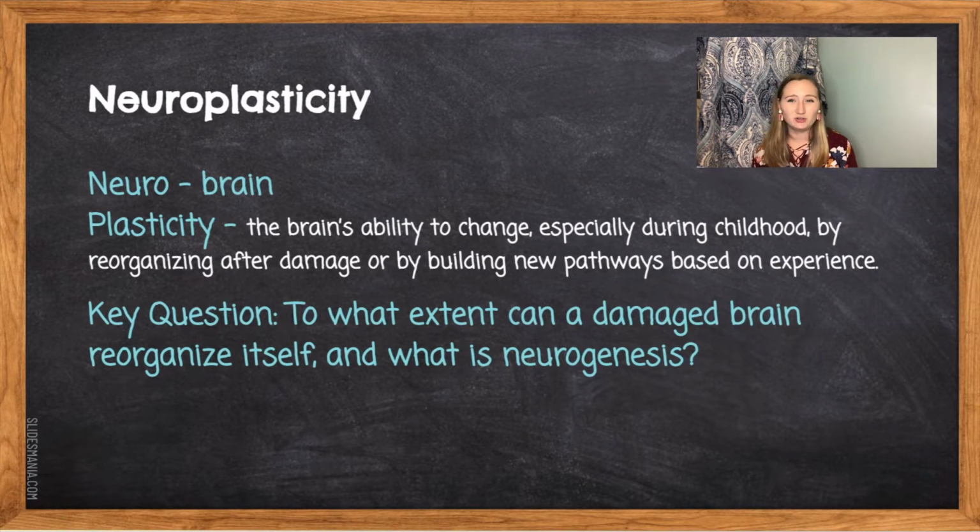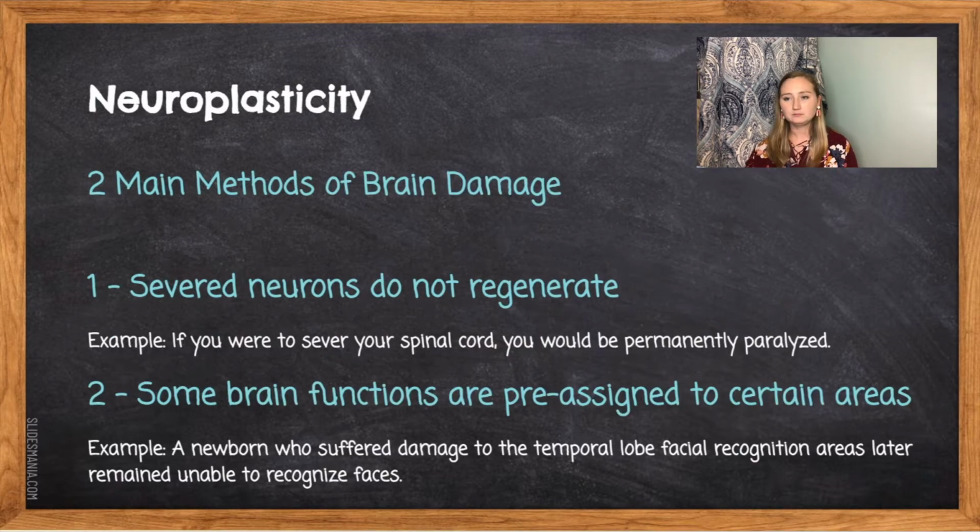And then what is neurogenesis? So can we recover fully from a damaged brain? That's the real question here. So we have two main methods of brain damage. The first one is severed neurons.